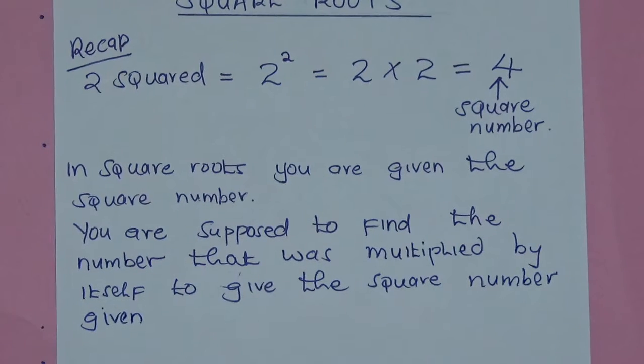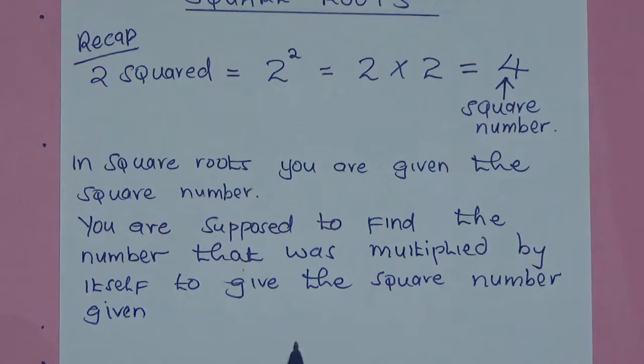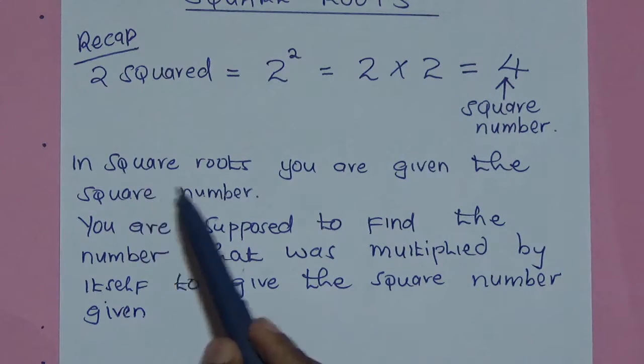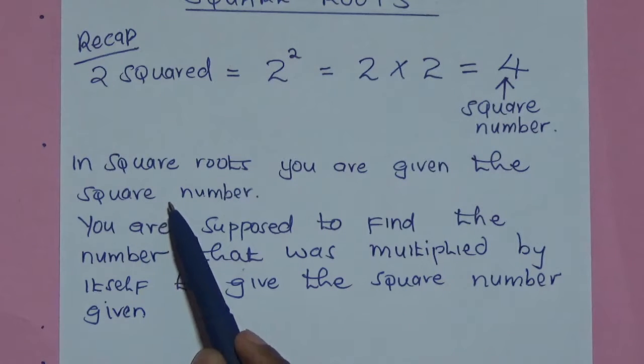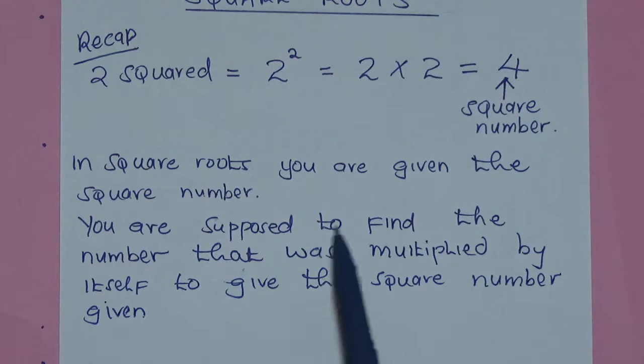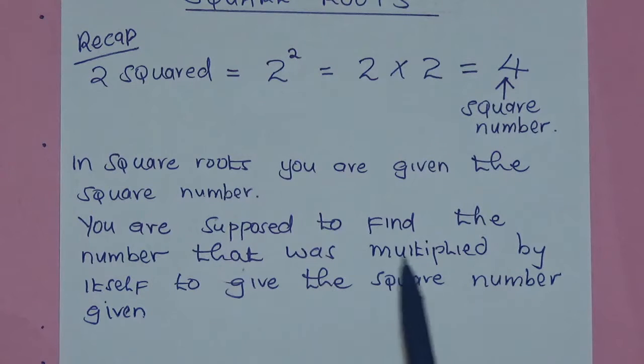So, these are two important points I want you to understand. In square root, you are given the square number and you are supposed to find the number that was multiplied by itself to give the square number given.